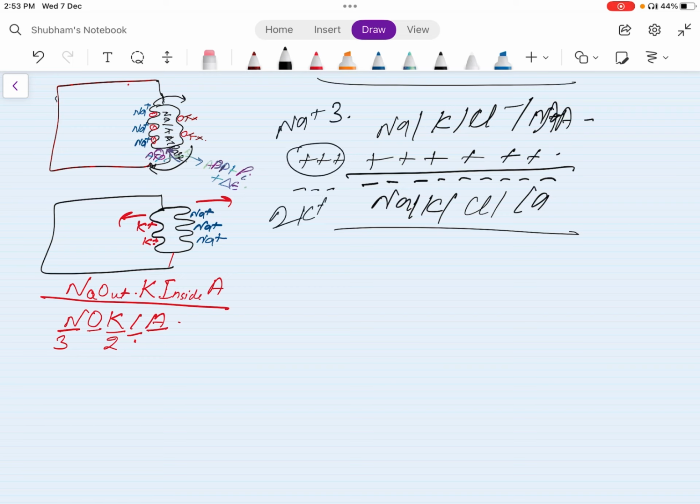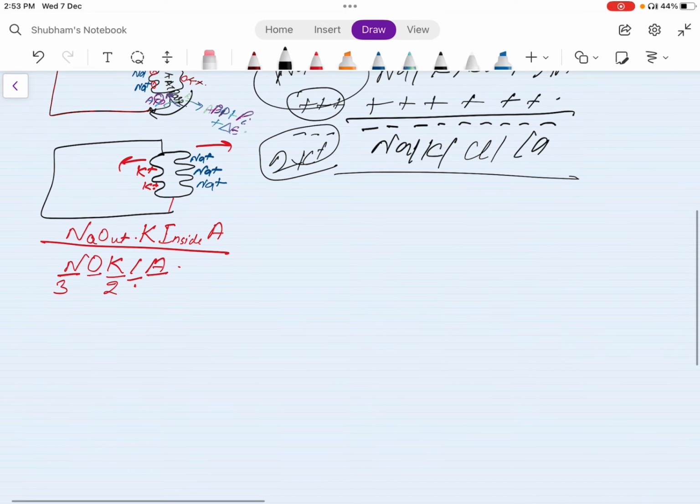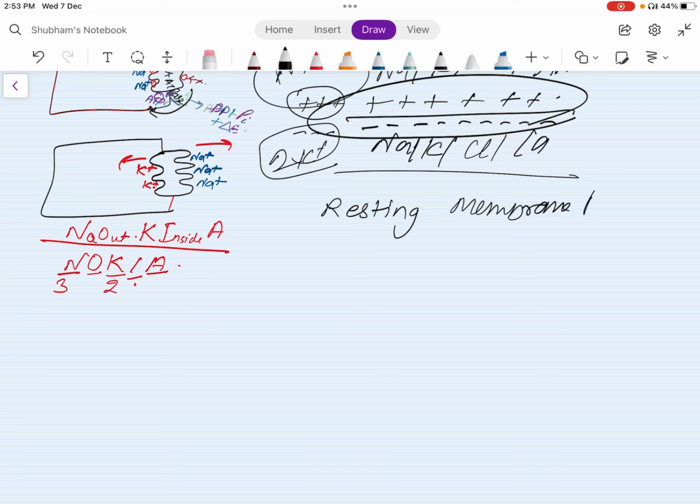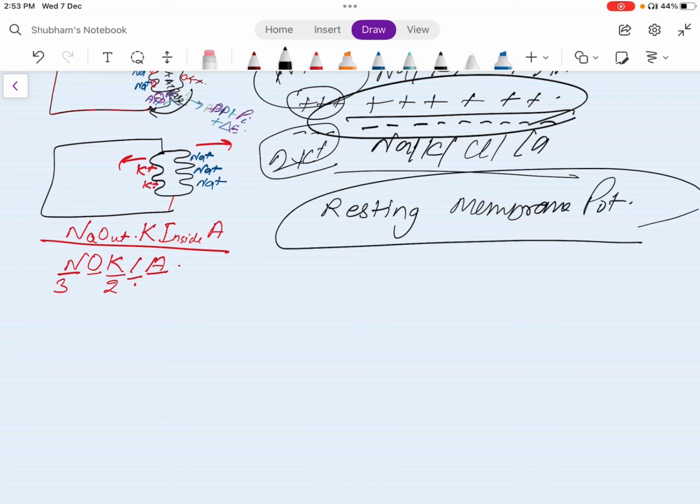And who created this potential? The sodium potassium ATPase. So this charge at normal state is known as resting membrane potential. This is the potential difference of a membrane in a resting stage. What do we mean by resting stage? Resting stage means when it is in normal state, when there is no active function going on in the cell.